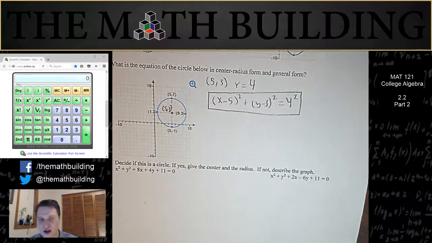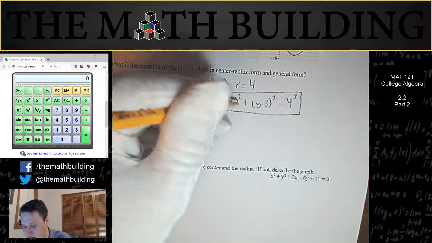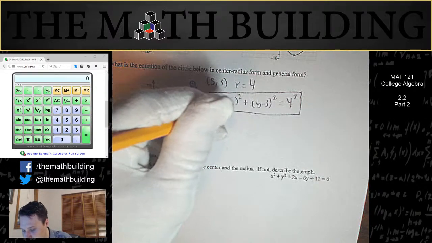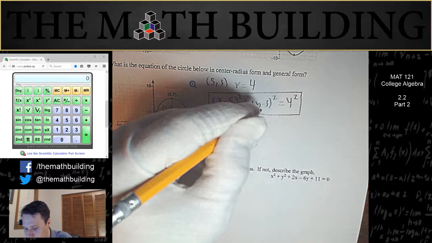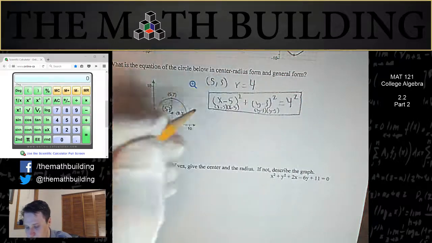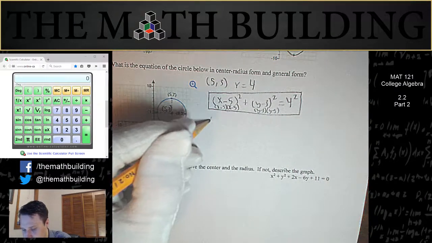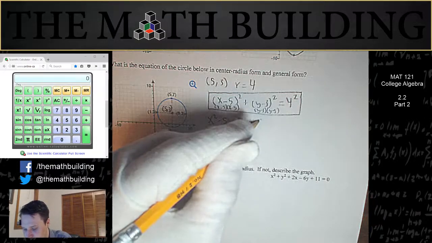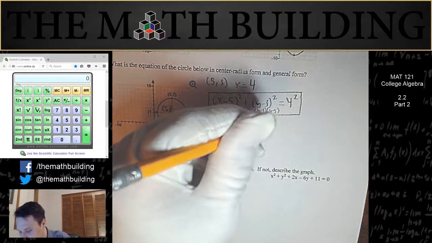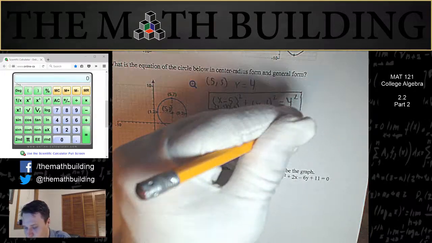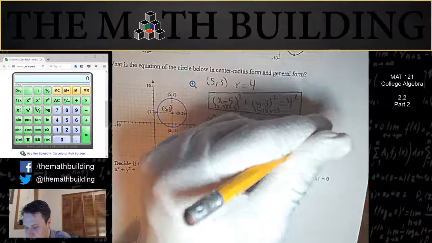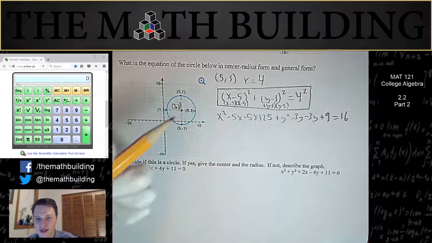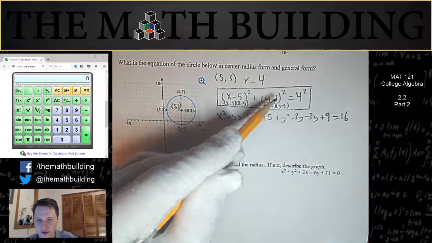And so the way you do that is you just FOIL and then move everything to the left. So remember, we need to FOIL this. This is x minus 5 times x minus 5. And this is y minus 3 times y minus 3. So this will be x squared minus 5x minus 5x plus 25. And the next part will be plus y squared minus 3y minus 3y plus 9 equals 4 squared, which is 16. So all I did in that step was FOIL this and FOIL this.